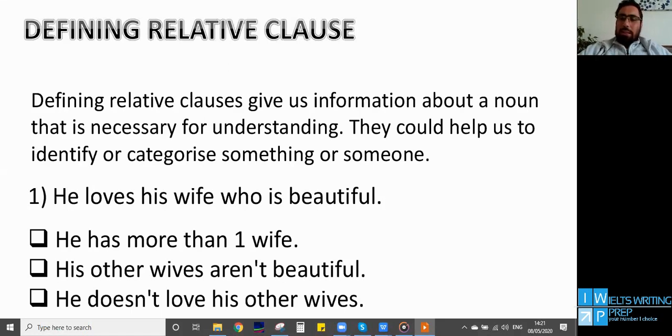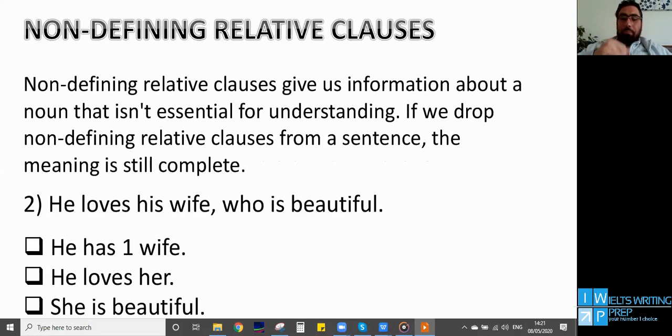Now, let's take a look at the second sentence. He loves his wife, comma, who is beautiful. Now, this person only has one wife. He loves his wife. What are we doing after the comma? We are adding information about the noun, because relative clauses give more information about nouns. But this information is not necessary. If we drop it, it wouldn't change the meaning. He only has one wife. He loves his wife. The meaning is complete.